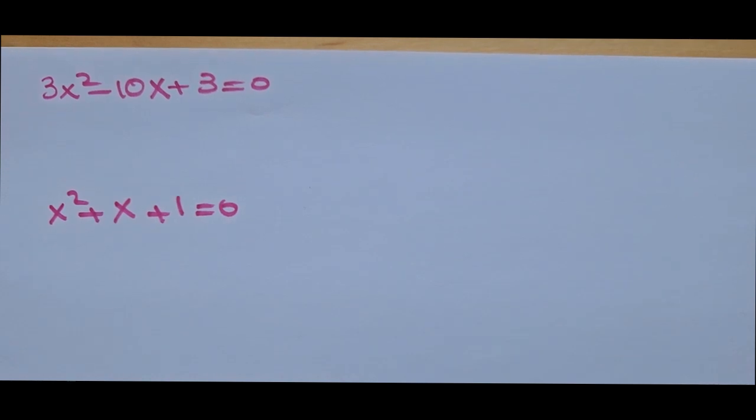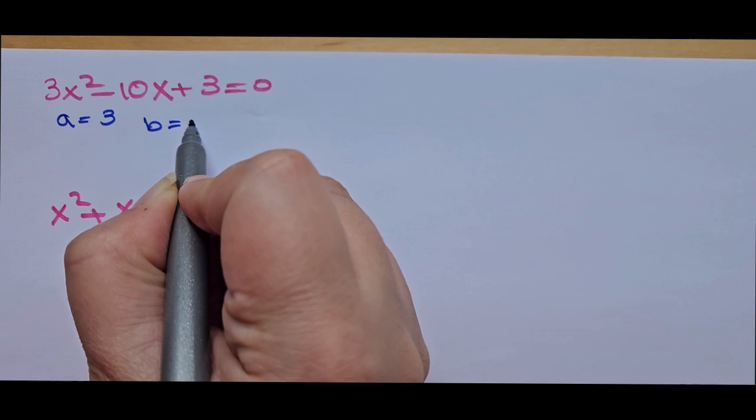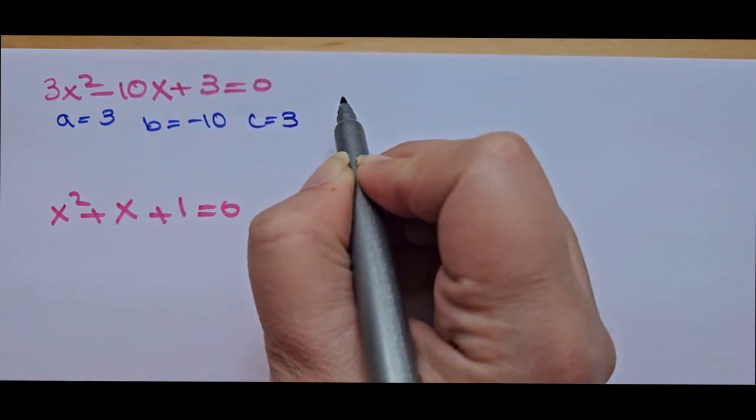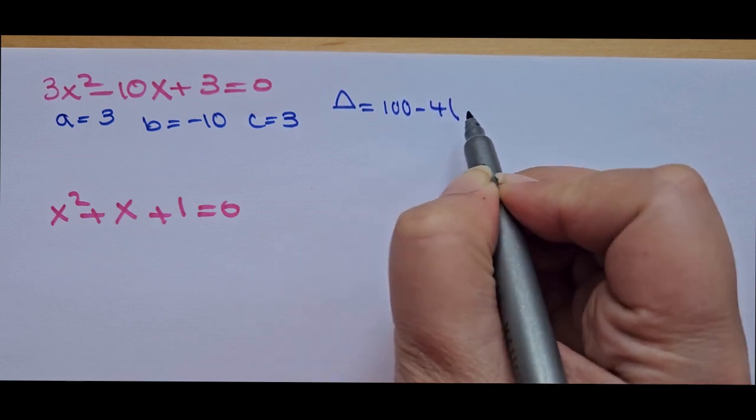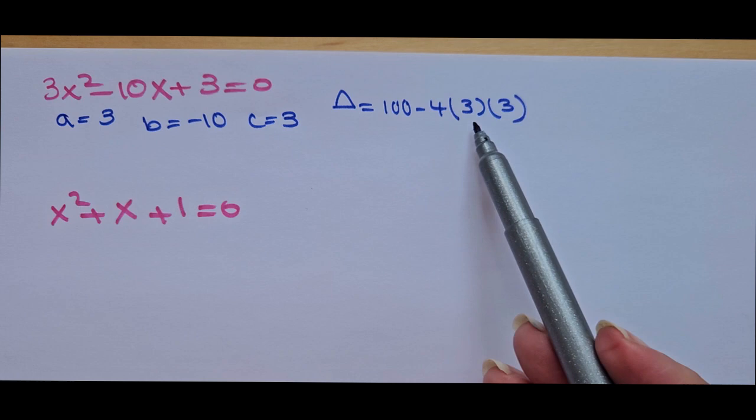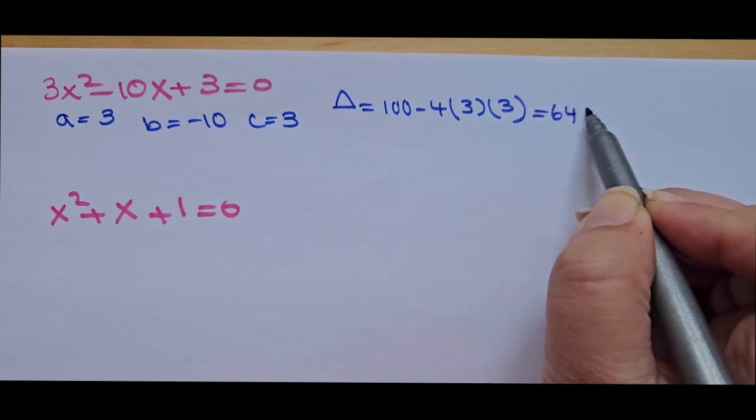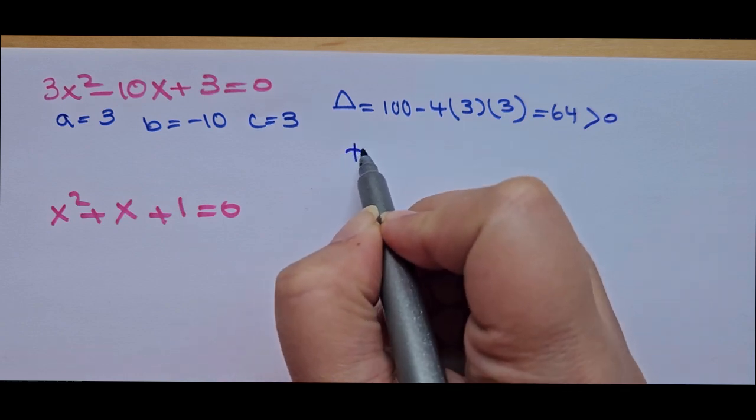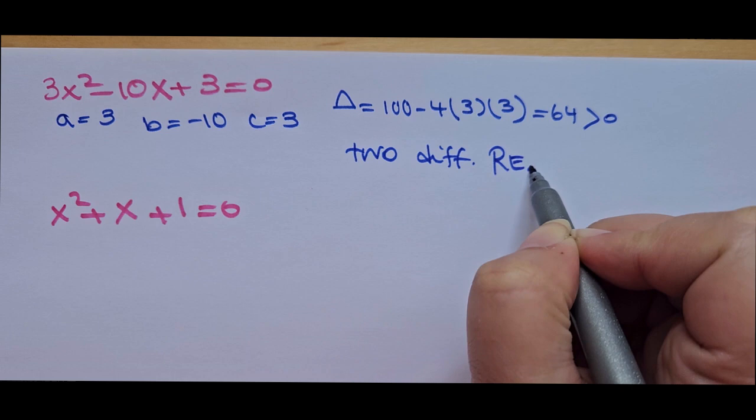Okay, I have another two questions here. Again, a is 3, b is -10, and c is 3. So let's form the discriminant. b squared minus 4ac. So 100 minus 12 times 3, which is 36. So your discriminant is 64, greater than 0. So you would have two different real roots.